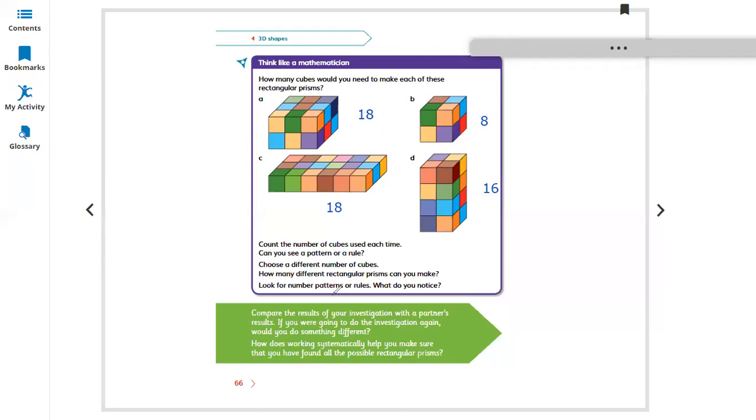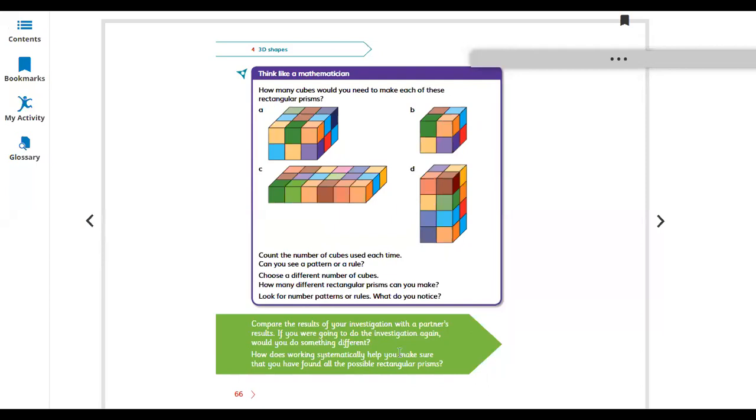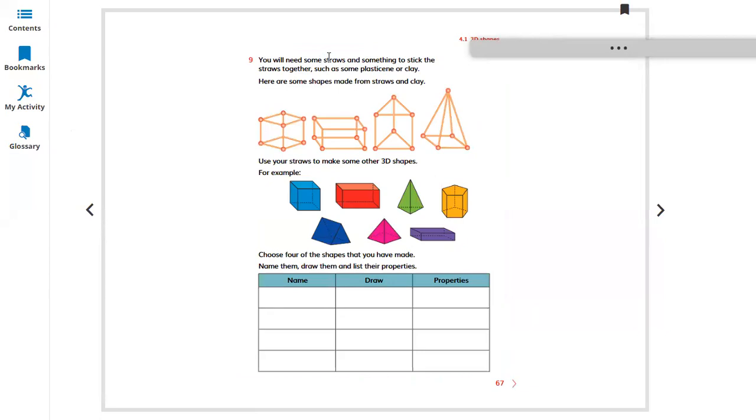So until here is finished, let's move to the next. There is not anything important. Question number 9. You will need some straws and something to stick the straws together, such as some plastic scenes or clay. Here are some shapes you made from straws and clay. You can see the cuboid, square base pyramid, different shapes we can see here, and triangular prism.